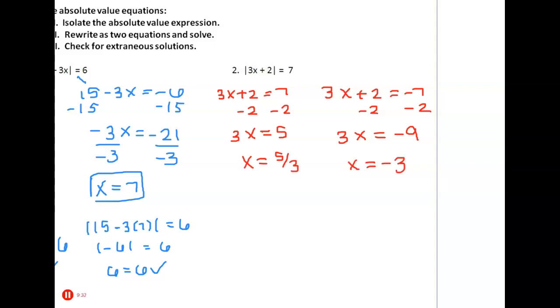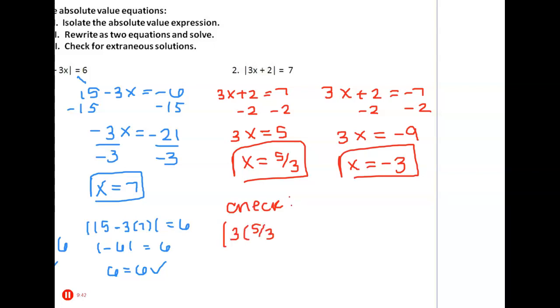Once you have your 2 solutions for x, you have to check them. When everything's positive, it's not really a big deal. 3 times 5/3 is 5. 5 plus 2 is 7. So I get 7 equals 7. That one checks out.